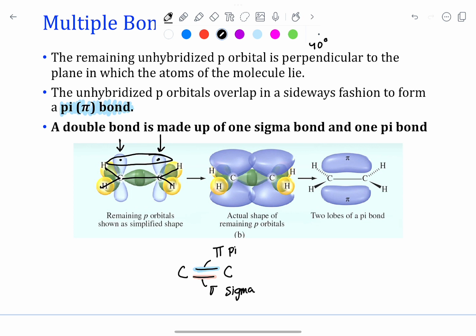So a double bond is made up of one sigma bond because one bond is being formed on our internuclear axis, the definition of a sigma bond. And the other is a pi bond. The definition of a pi bond is sideways overlap of orbitals, which is right here. So we have a pi bond and a sigma bond.